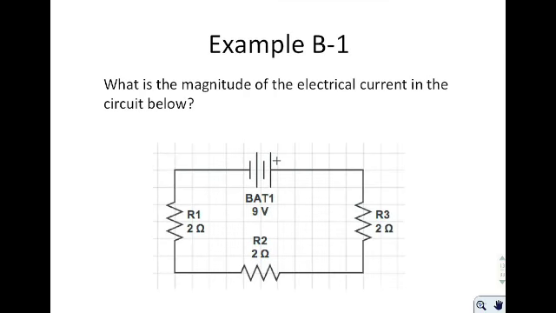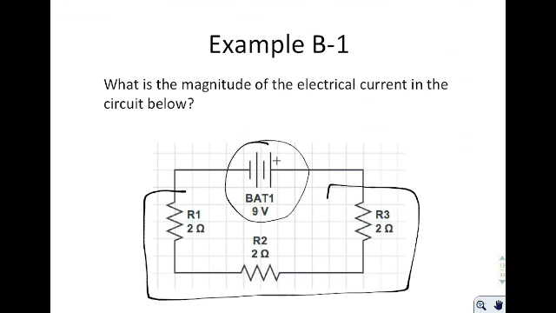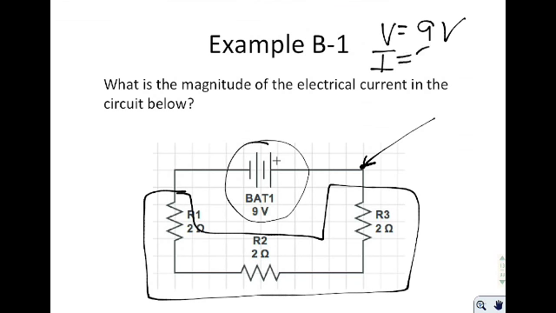So this one says, what is the magnitude of the electrical current in the circuit below? So what you can do is use what is known as Ohm's law, and we've talked about it several times. I have a voltage source, and in this case I have to look at the total resistance. So if I want to find the current here, I need to look at it in terms of the entire circuit. So I have a voltage that is 9 volts. I have a current, which I am trying to solve for, and I have a resistance that I have to find the equivalent resistance for.